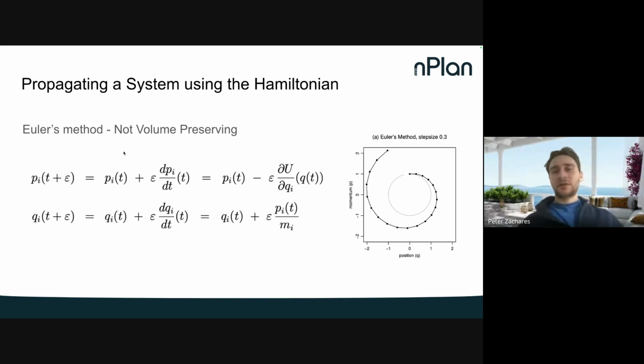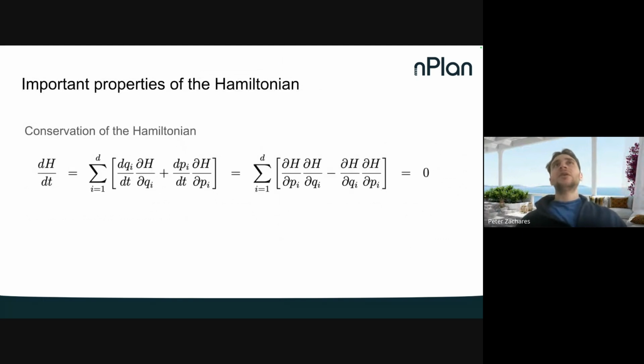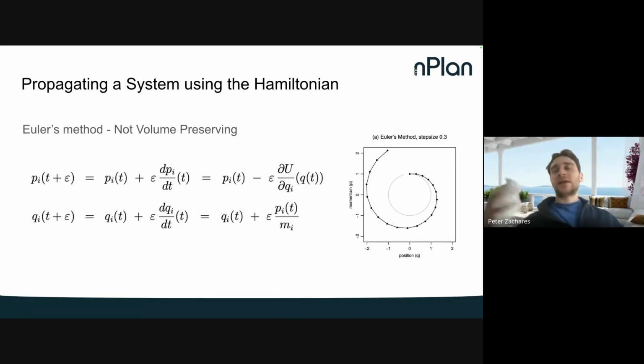So far, we've talked about the Hamiltonian and what the equations are for it and some properties of it. These are the equations. But you have to take these equations if you want to know how a system is going to propagate, and use them to propagate the system through time. So you start at some position and momentum and you move through time.